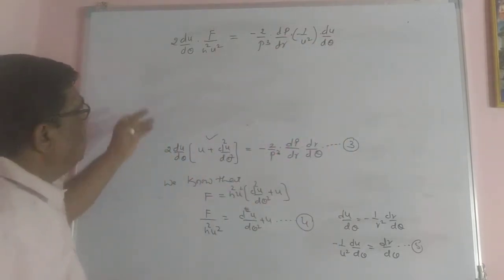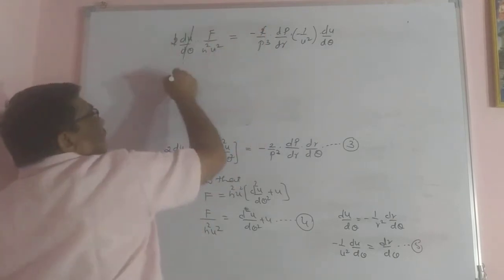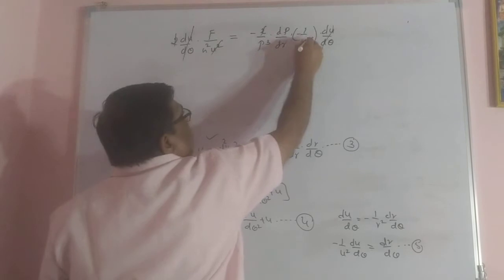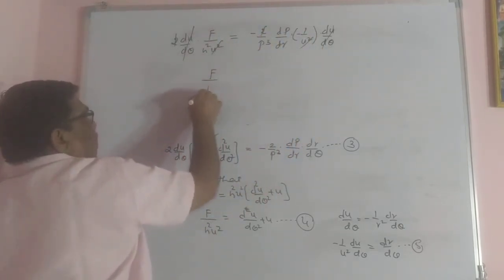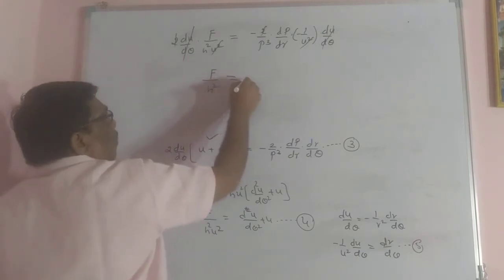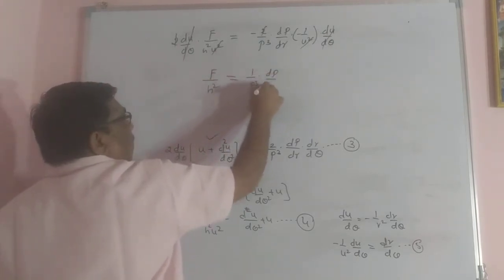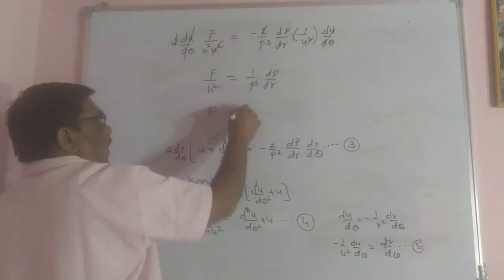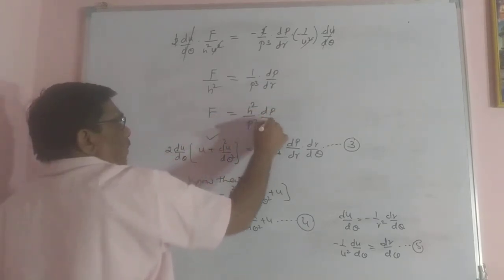So wherever possible cancel the terms. 2 is there, cancel it. du by d theta is there, cancel it. And u square is there, cancel it. And minus minus becomes plus. The remaining term is F divided by h square equal to 1 by p cube into dp by dr. Or F equal to, by cross multiplication, h square divided by p cube into dp divided by dr.